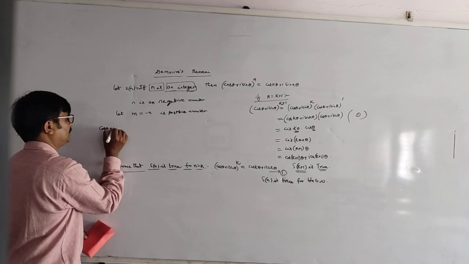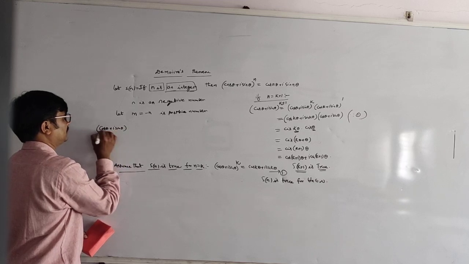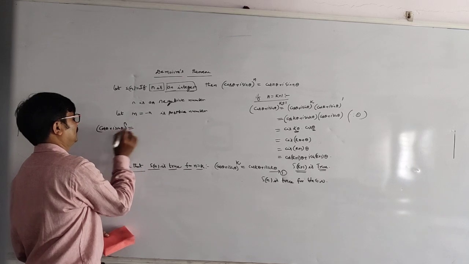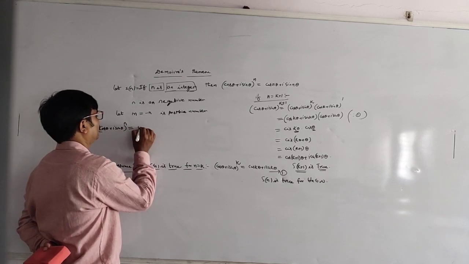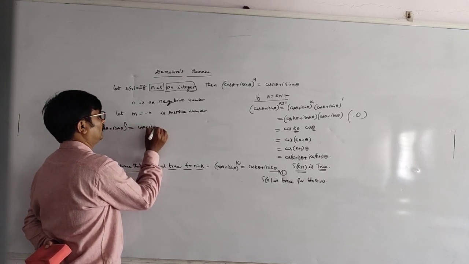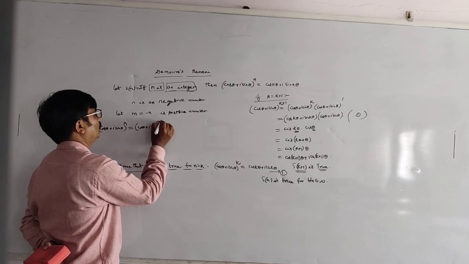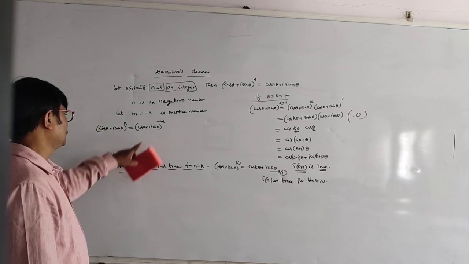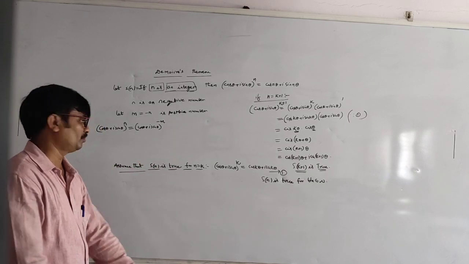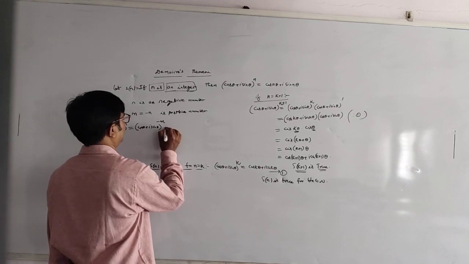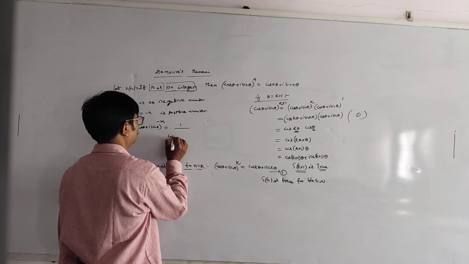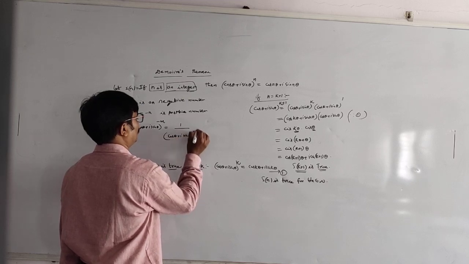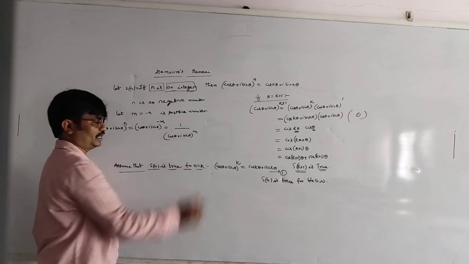So students, how can you write this? Cos theta plus i sin theta whole power n. n can be written as, students, cos theta plus i sin theta whole power minus m. Now this can be written as, students, 1 by cos theta plus i sin theta whole power m.